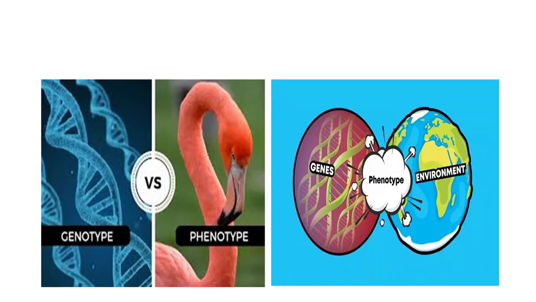So this picture shows us how we can compare the genotype and the phenotype. The phenotype is the observable aspect of an organism, whereas the genotype is the genetic makeup of a person. So the phenotype occurs because of the interaction of the genes as well as the environment.